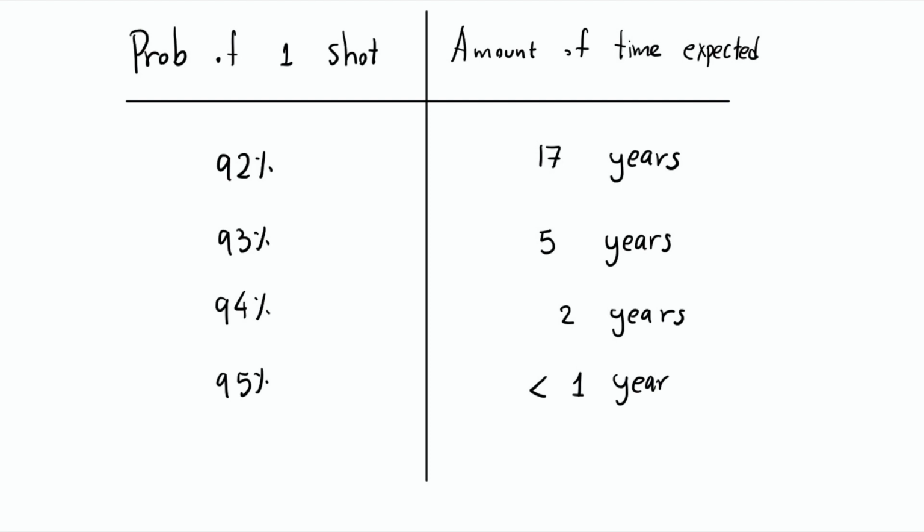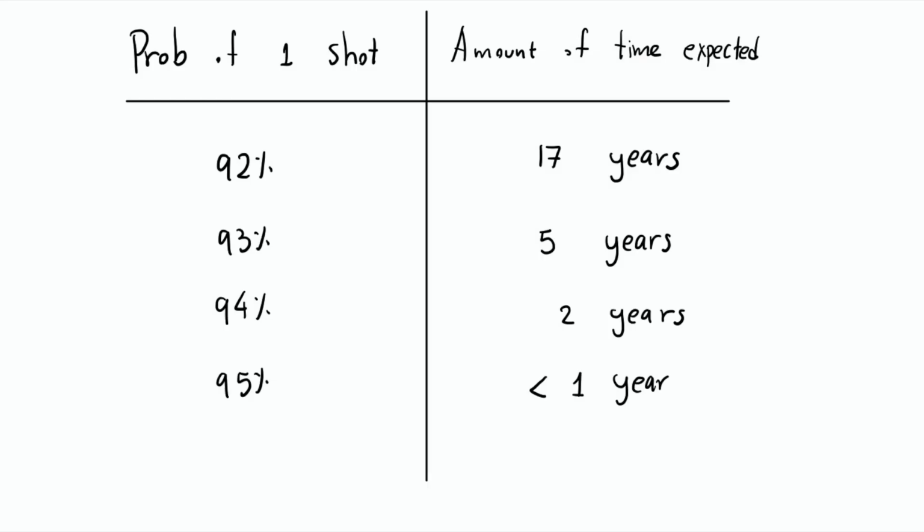For me, 95% seems a bit high because if it can happen within a year, then we probably would have seen this before, right? We wouldn't have to wait this long in his career to see him make 105 in a row. To me, 92% seems a bit too low too, because that means he would need 17 years to be able to complete it, and he has been in the NBA for around 10 years. So to me, around 93%, 94% sounds like the right number.